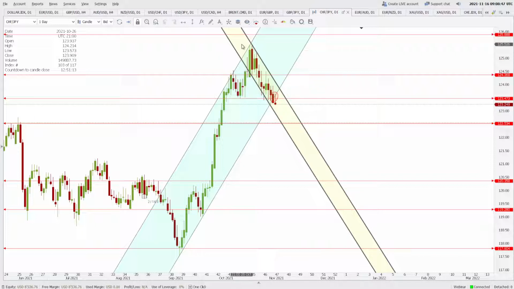But right now the price is in a counter trend, and this counter trend can be seen by this falling channel. Until this falling channel is broken to the upside, we cannot be sure that the market has resumed its uptrend.